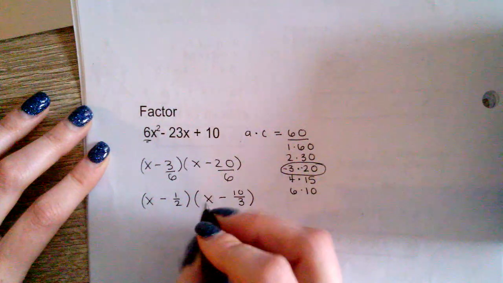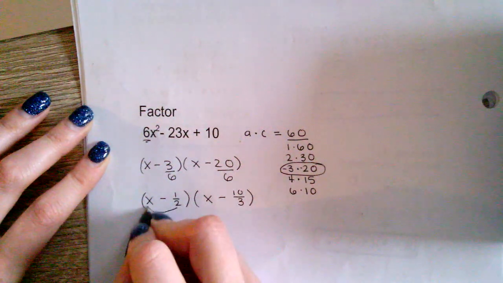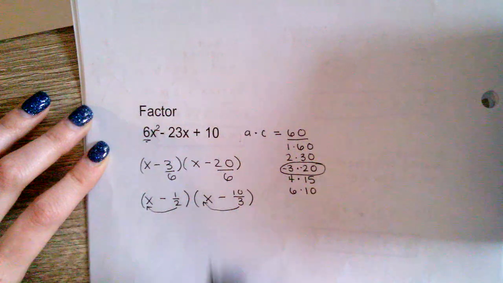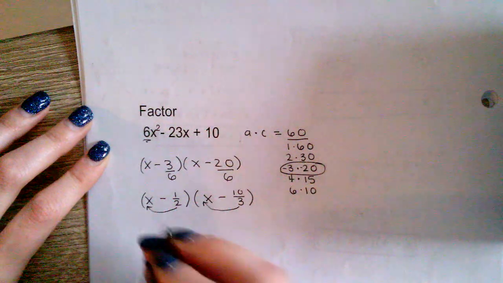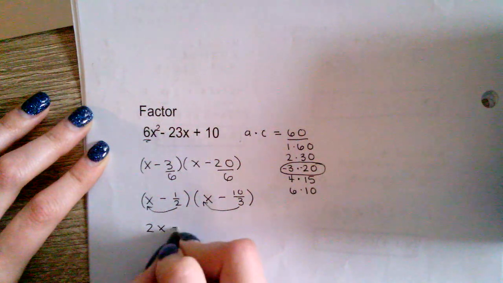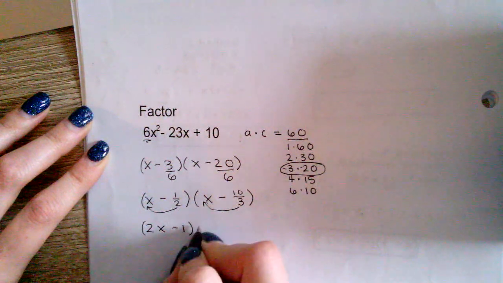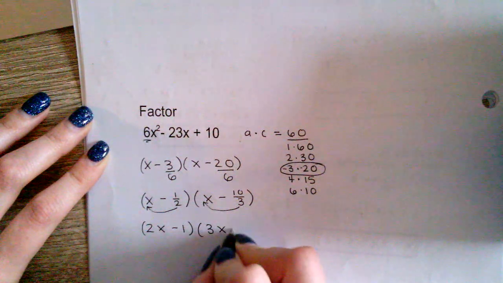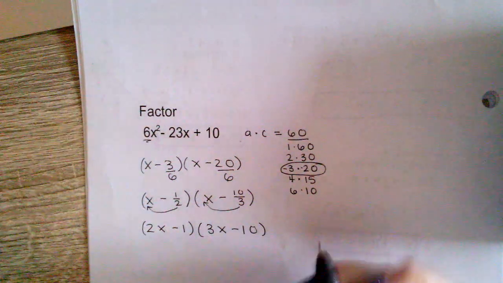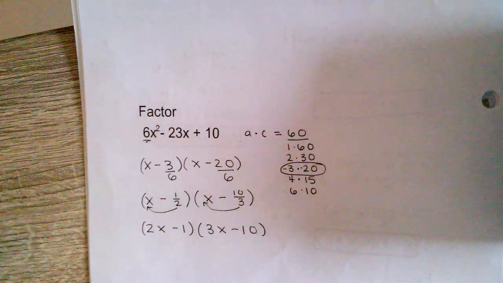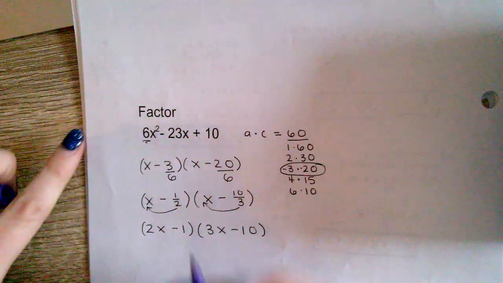We have to swing that bottom number out to the front. So that 2 has to swing and that 3 has to swing. So we get 2x minus 1, and we also get 3x minus 10. So we don't leave fractions in our answers here. So that, if we were to multiply it back out, would get us right back to the beginning.